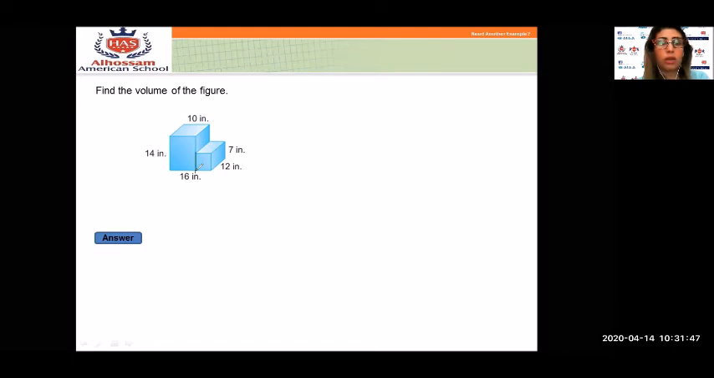Tell me, the first one. The height will be 10 and 14, and the width is 16. The first one on the left side. The volume, what is the rule of the volume first? Length times width times height, right? Okay, so what is the length? The length is 10. Okay, the length is 10.